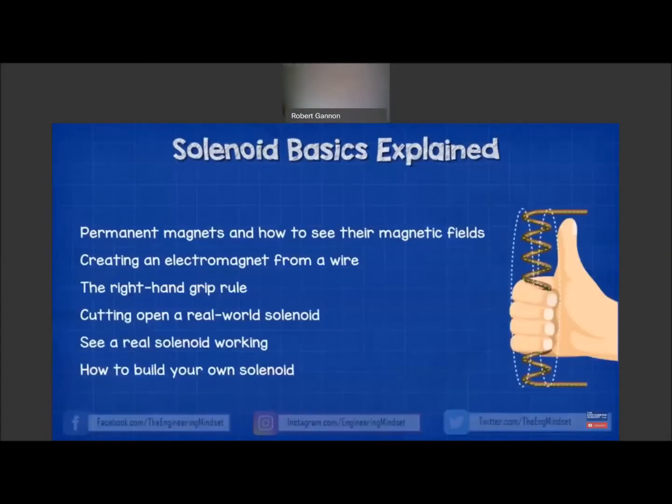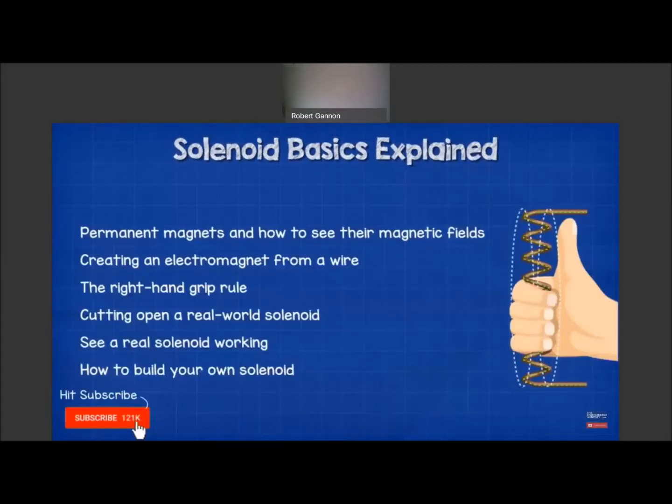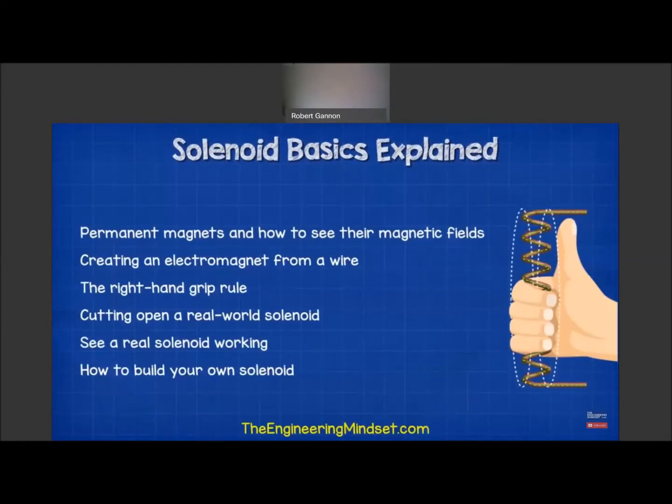Hey there guys, Paul here from engineeringmindset.com. In this video, we're going to be looking more into solenoids and how they work. We're going to look at permanent magnets and how to see their magnetic field. We're going to create an electromagnet from a wire. We're going to be looking at some real-world solenoids, and we'll also cut one open using some power tools. And finally, we're going to learn how to build our own basic solenoid.